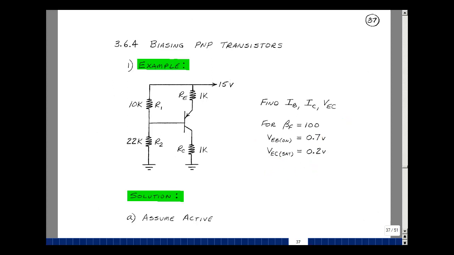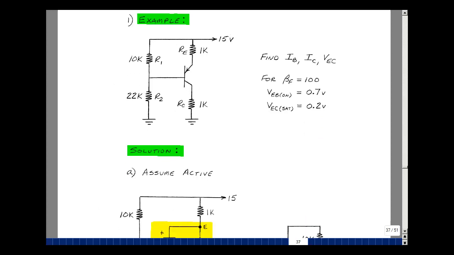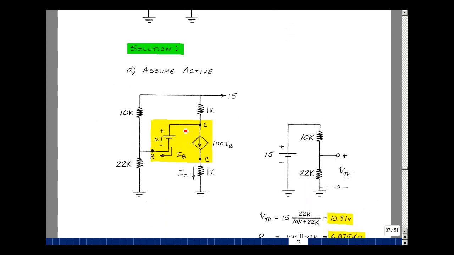Because we're looking at biasing, let's assume we're in the active region and see whether the numbers work out or not. Between the emitter and the base, I'm going to put the V sub EB on of 0.7. Between the emitter and the collector, I'm going to put a current-controlled current source of beta F I sub B. It's the same model we had before, but everything is flipped.